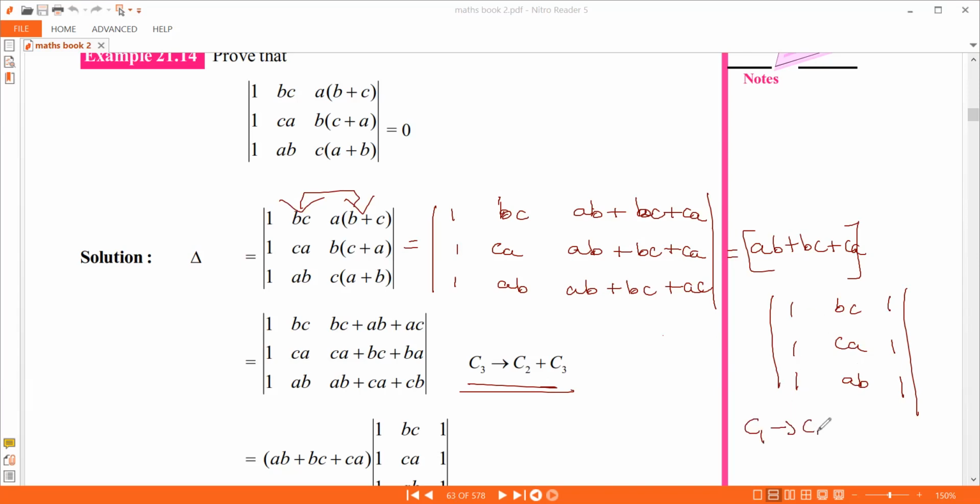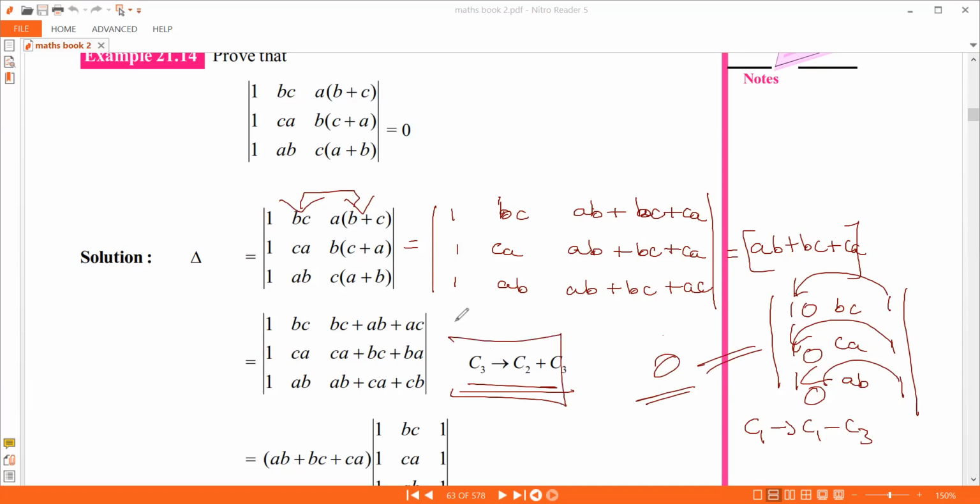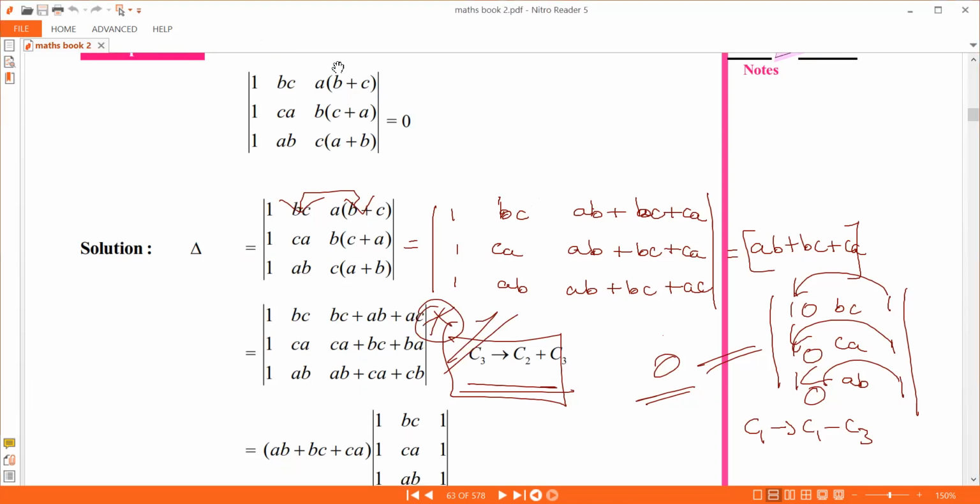C1 is equal to C1 minus C3. So when you do that, 1 minus 1 is 0, all zeros everywhere. So the answer is 0. Yes, this is a much better method than what I'm doing. He just added the columns, and this becomes very, very easy.